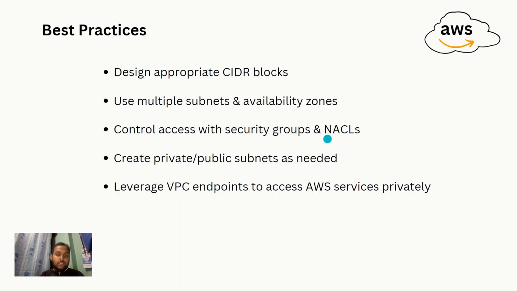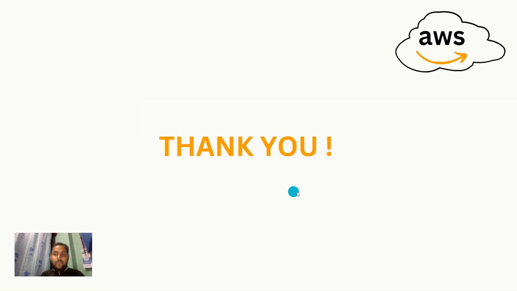Last but not least, the best practices for using VPC are to properly size and segment your VPC network using availability zones, design appropriate CIDR blocks, create public and private tiers, and use security groups and network access control lists. This maximizes security and resilience. It also leverages VPC endpoints to access AWS services privately. Thank you.